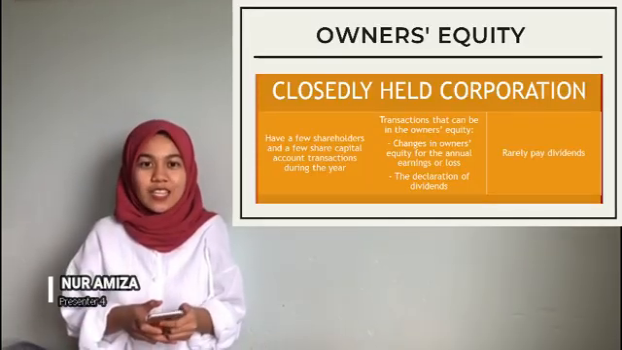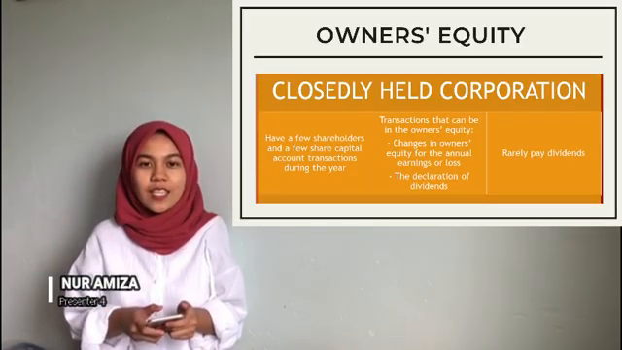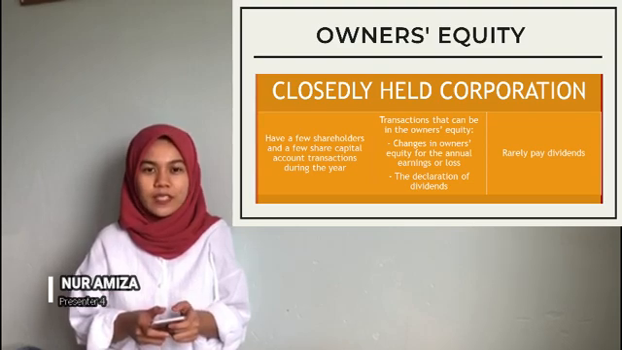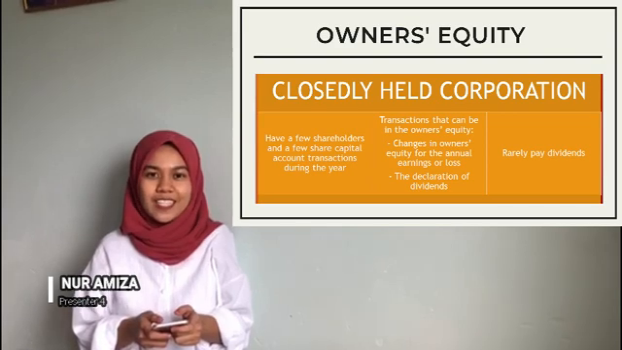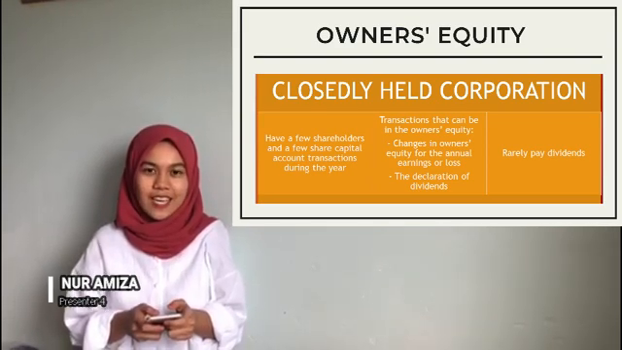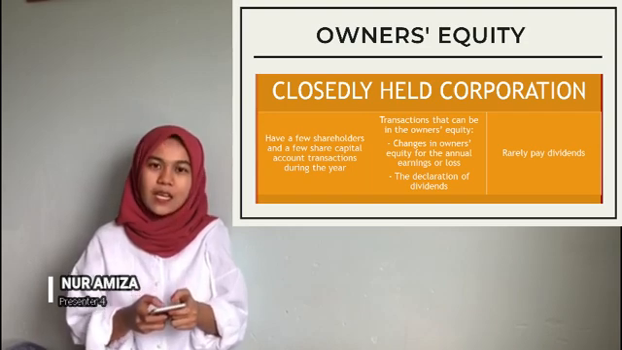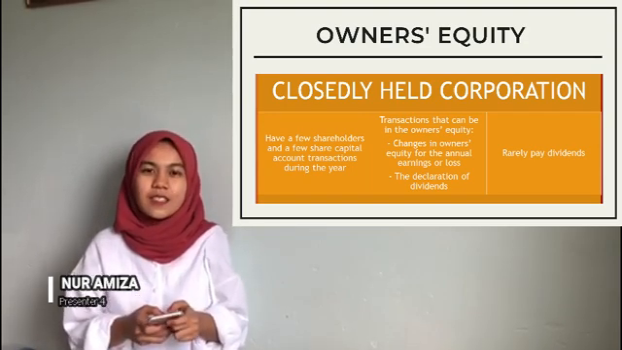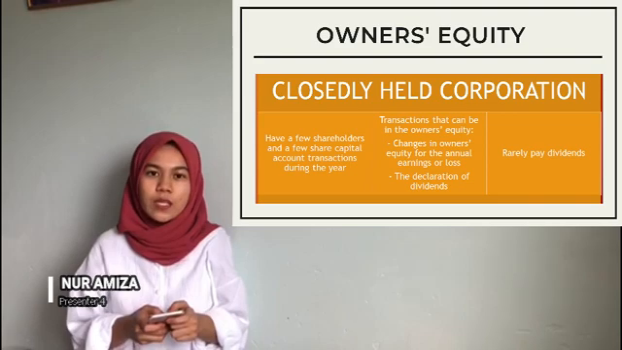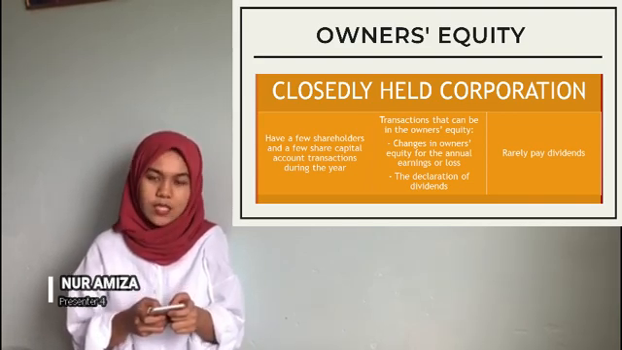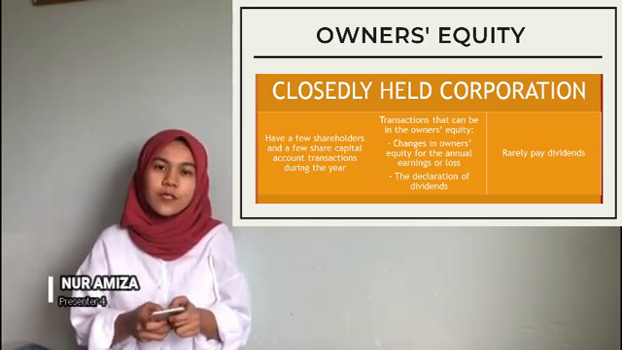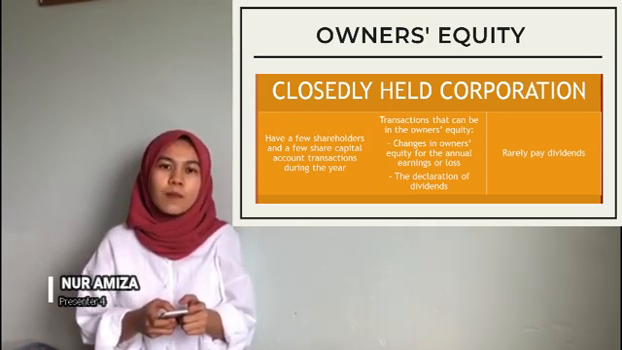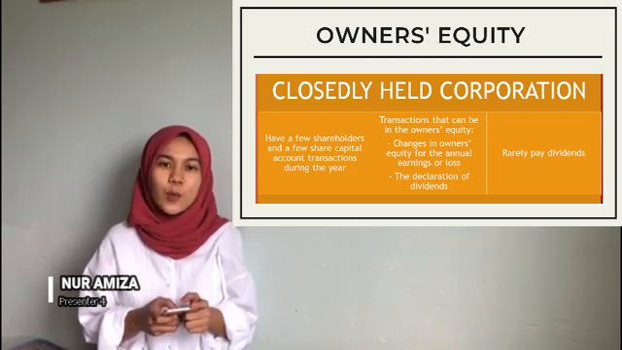Next, we move to owners' equity. Owners' equity is divided into two types: closely held corporations and publicly held corporations. For closely held corporations, there are a few shareholders and a few capital account transactions during the year. The transactions in owners' equity are the changes for the annual earnings or loss and the declaration of dividends. Furthermore, most closely held corporations do not pay dividends or rarely pay dividends.